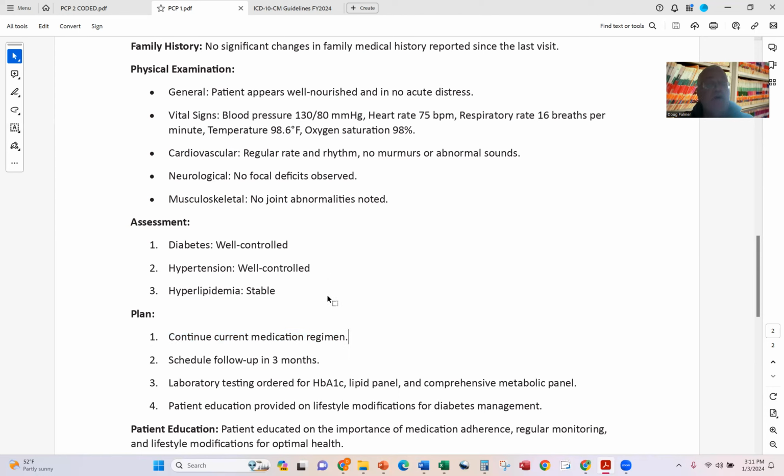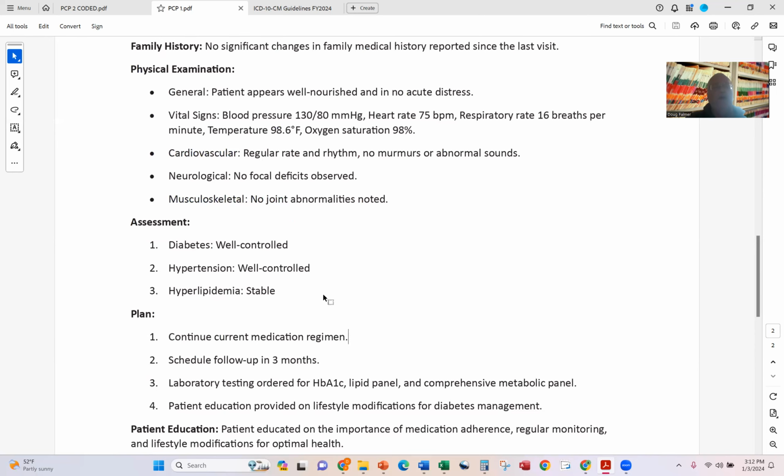Okay, and so those phrases, well-controlled, stable, that is documentation that the provider monitored the condition. As opposed to assessment, diabetes, assessment, hypertension, assessment, hyperlipidemia. Those would be, there would be no assessment. It would only be a diagnosis, the listing of a diagnosis code. Okay, so we'll talk about that a little bit more in a moment.